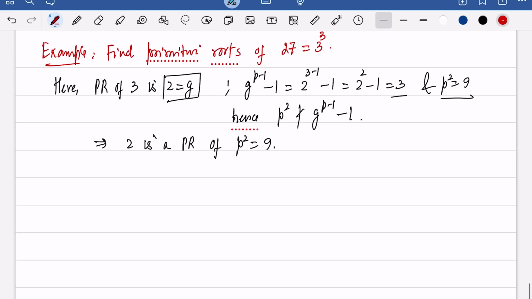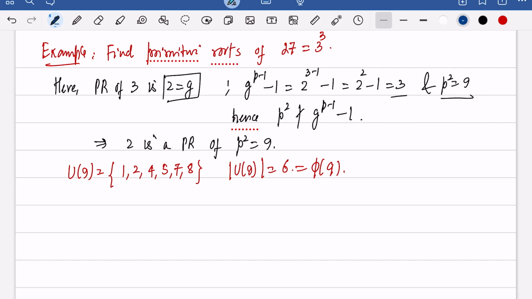Now let's try to verify if 2 is really a primitive root of 9 or not. First of all we will write U9. U9 is equal to {1, 2, 4, 5, 7, 8}. So the order of U9 is equal to 6. So we must have 6 as the smallest positive integer such that 2 power 6 is congruent to 1 modulo 9, which is actually the value of phi of 9.